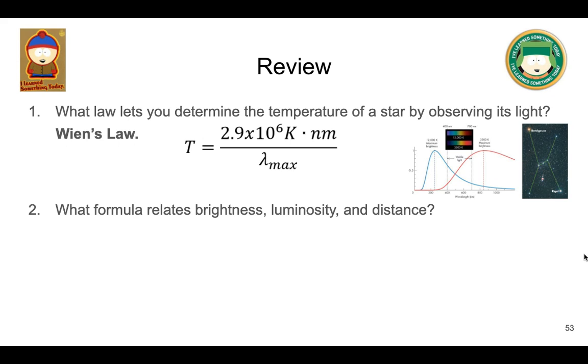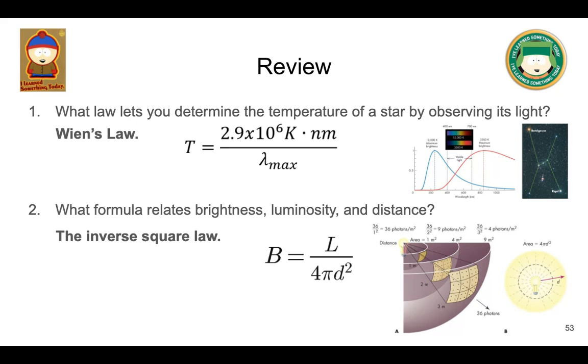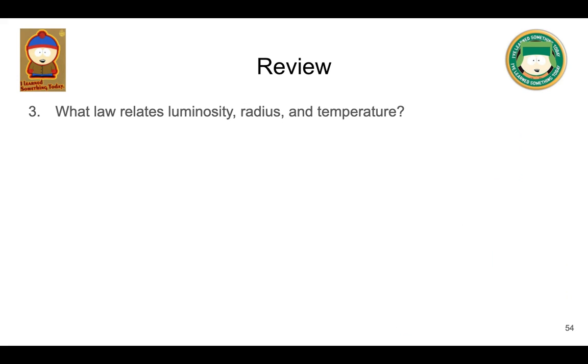What is the formula that relates brightness, luminosity, and distance? That is the inverse square law. So B equals L over 4 pi d squared. Both of those ideas we learned in the previous part of the slides.